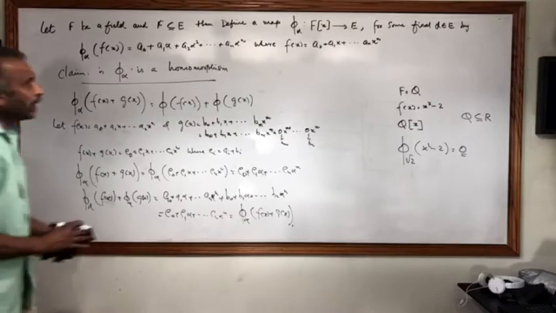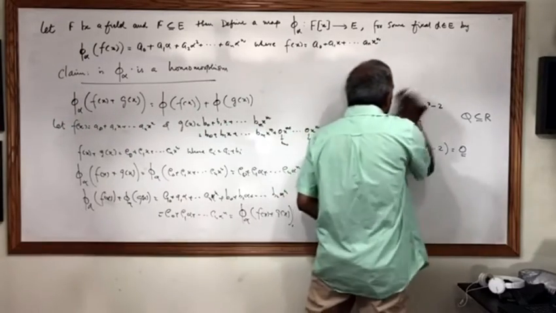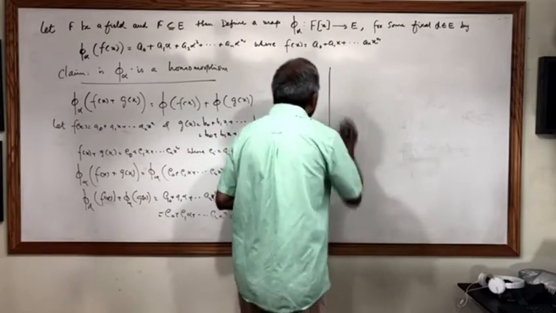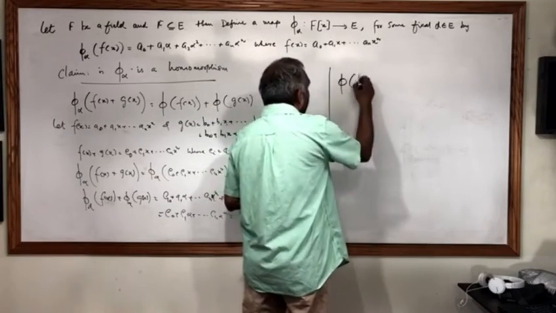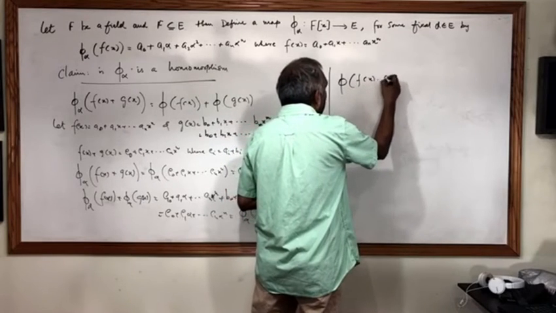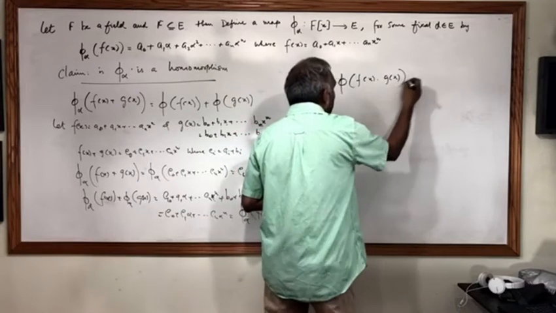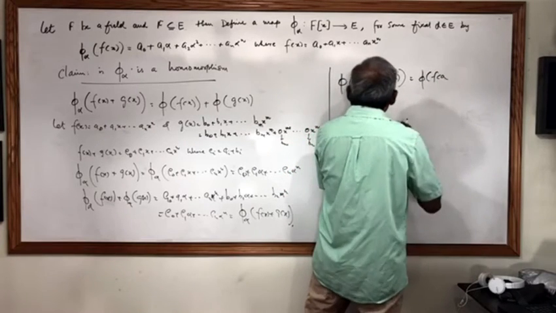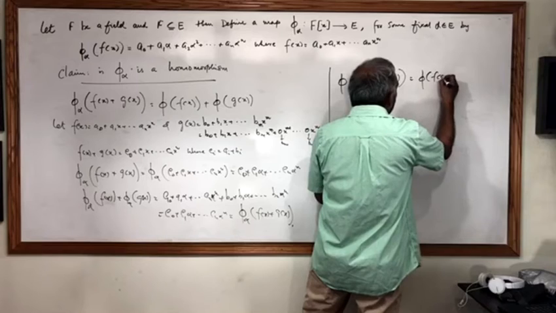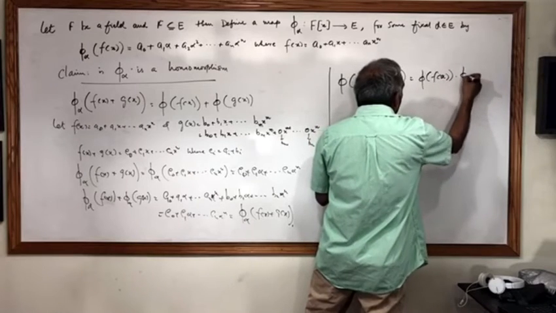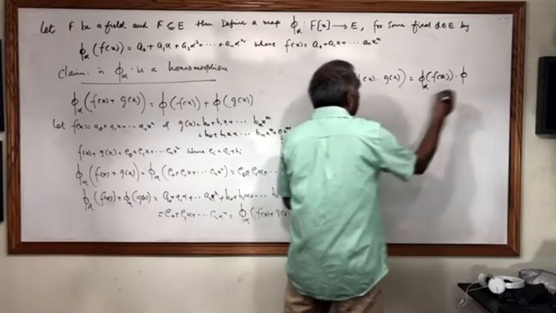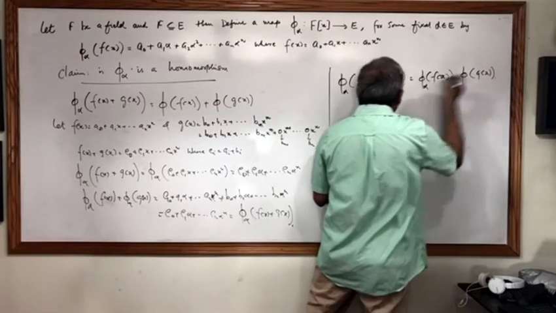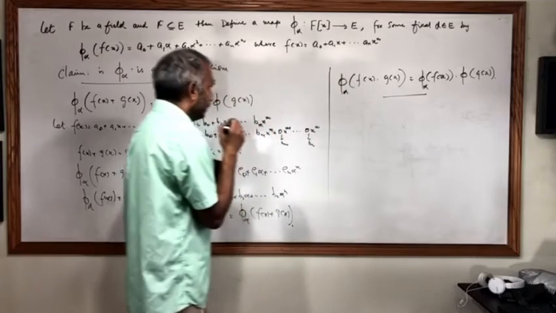So I will give the second part of the homomorphism as an exercise, and that is we need to prove that phi alpha of f(x) times g(x) is equal to phi alpha of f(x) times phi alpha of g(x). This I am going to leave to you as an exercise.